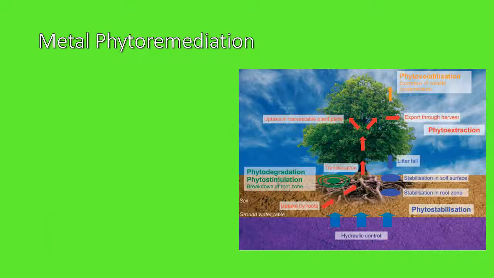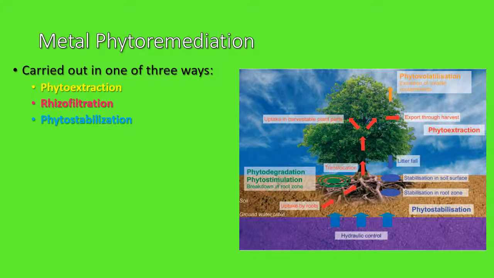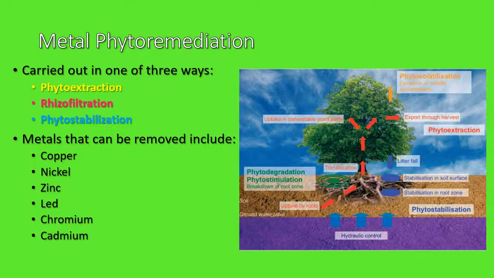All right, let's first talk about metal phytoremediation. So this is going to be the removal of metals from the soil. Some of the ways in which this is carried out, the three methods we're going to talk about are phytoextraction, rhizofiltration, and phytostabilization. Metals that can be removed include copper, nickel, zinc, lead, chromium, and cadmium, among others, but these are the most common that we have to deal with.